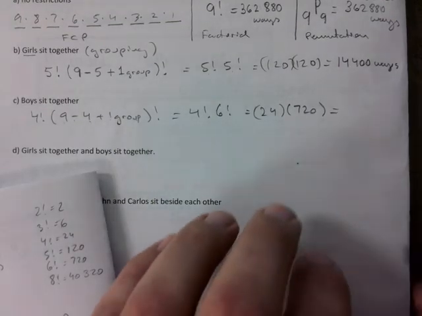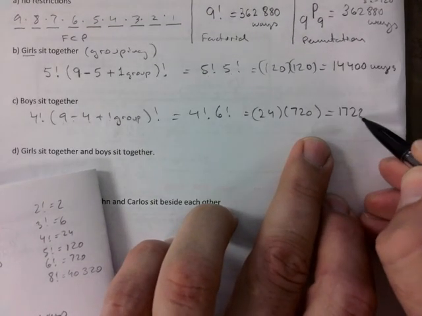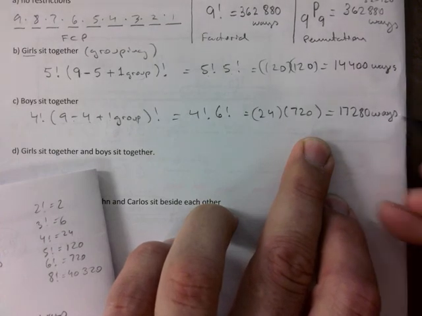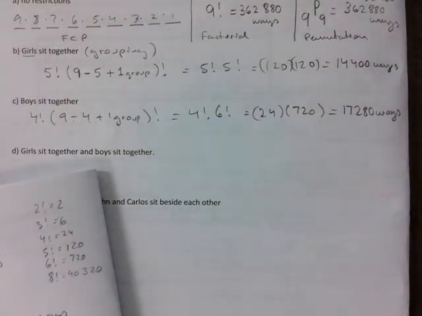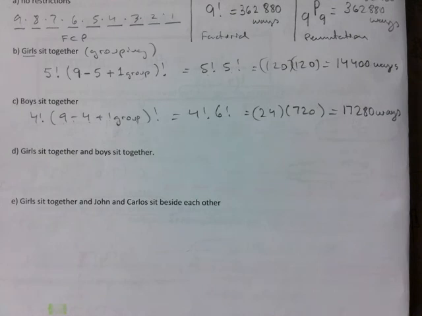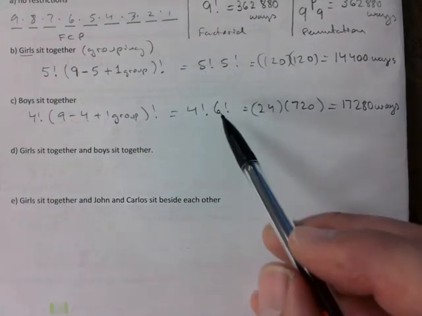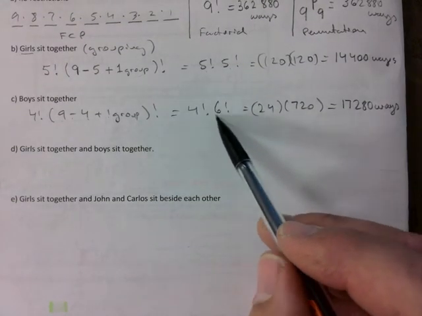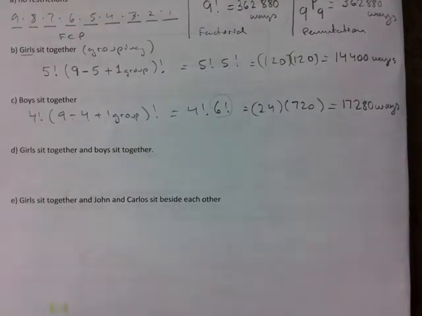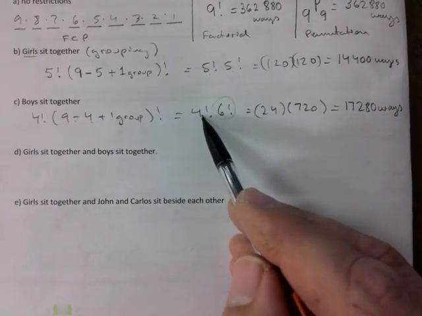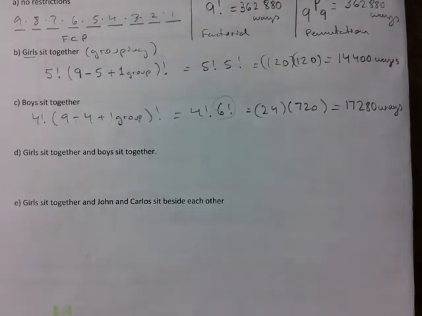That's 17,280 ways that you can arrange. So slightly more ways, right? And why is that? Because you have more options now to shuffle, the 6. The group that needs to stay together is smaller, but you can shuffle everything. So there's a few more. There's a bit of a difference there, right?